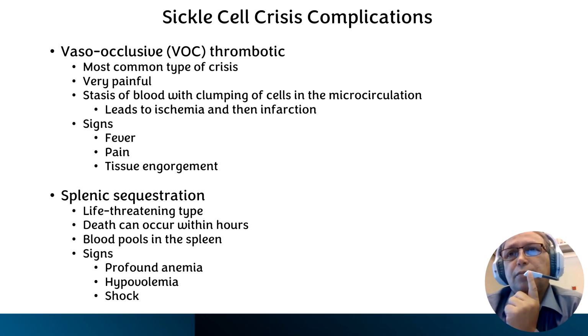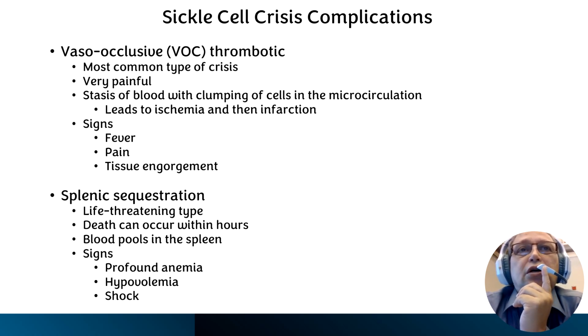Sickle cell crisis complications. The VOC, vaso-occlusive crisis, is the most common type of crisis. It is very painful. I've had patients come in, and as soon as they walked in, we dropped an IV for fluids, dropped some morphine in their veins just to catch up. Problem with it is a stasis of blood with clumping of the cells in the microcirculation, which means that the capillaries of the tissues are blocked.